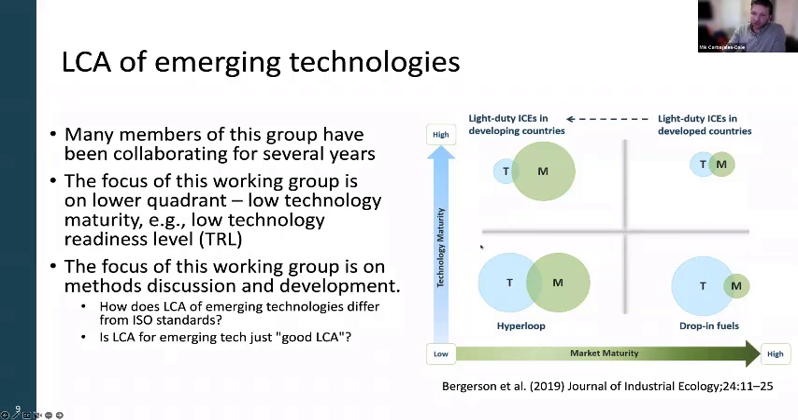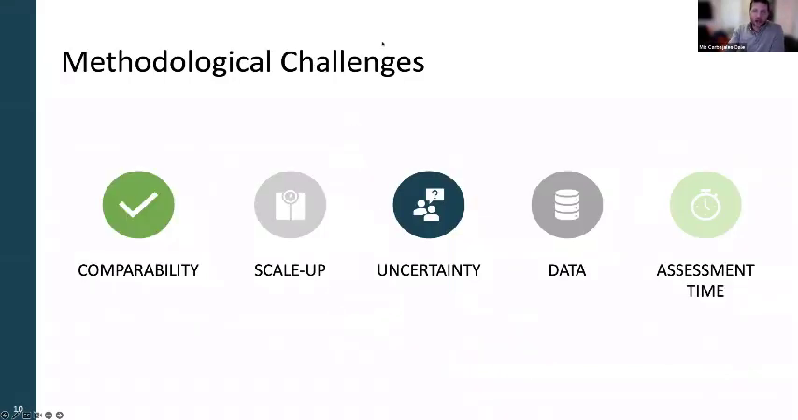For most of the rest of the talk, I'm going to be talking about technology maturity, so technology readiness level, TRL. Okay, so some of the main methodological challenges that come up for LCA of emerging technologies, and this is from a review of the literature that we've done, is comparability. This is obviously an issue in LCA anyway, but here it's slightly different because it's not just comparability between studies, but comparability within your study. Because we don't know what the function of this technology might be once it's commercialized, what's going to be an appropriate functional unit to use? What's going to be an appropriate incumbent technology to compare against?